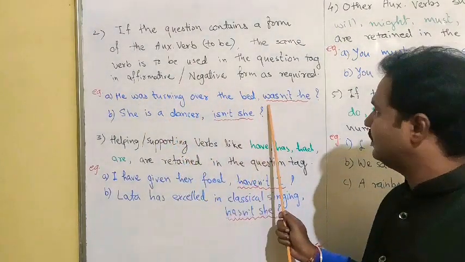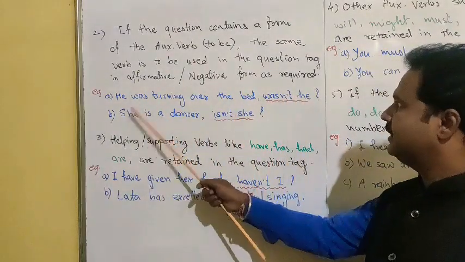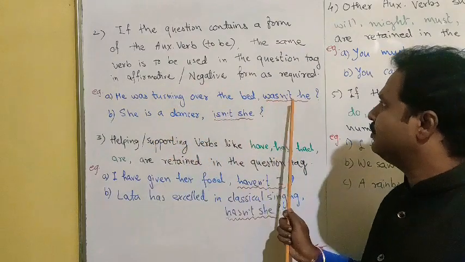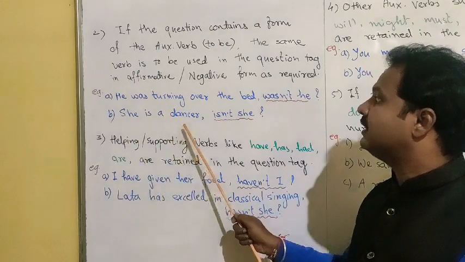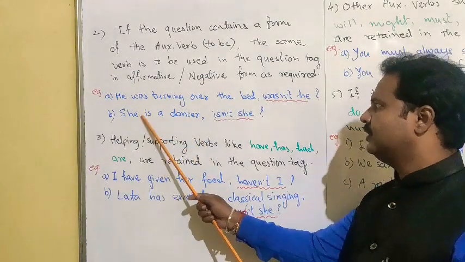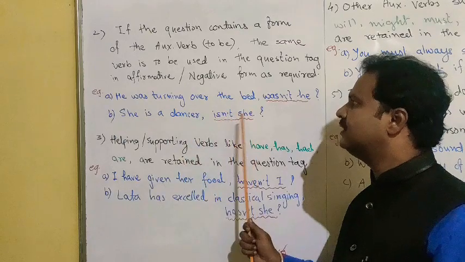Was is there. Put there. Same is wasn't, because it is positive. Then he is there. Wasn't he? Was, we use here, to be used here. She is a dancer. Use is here. Singular person, I. Okay. Then isn't she is there.